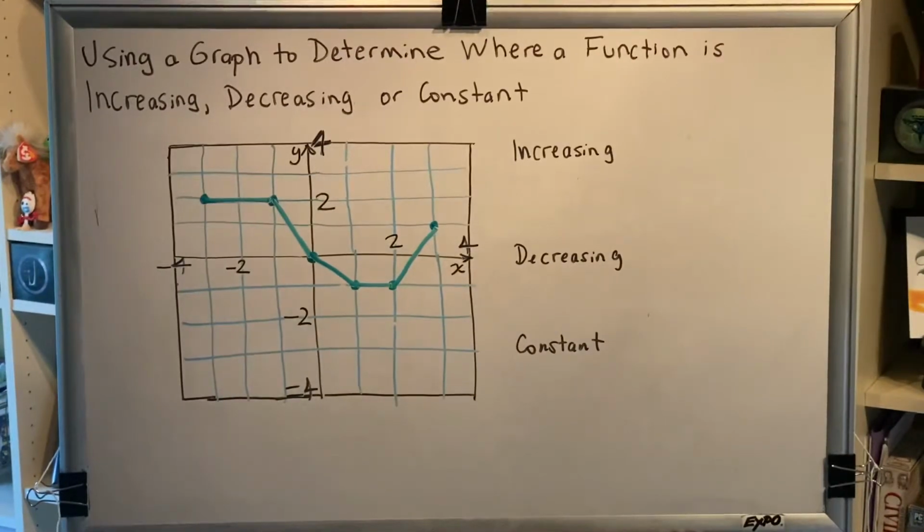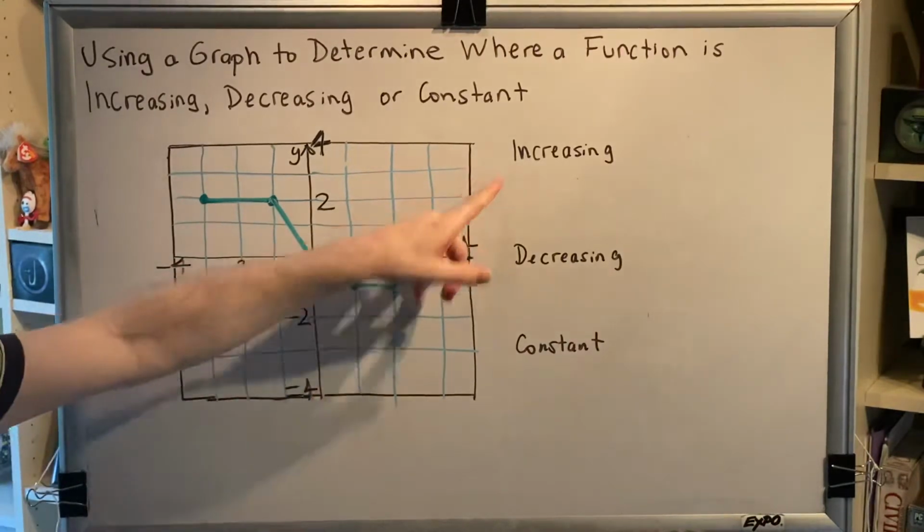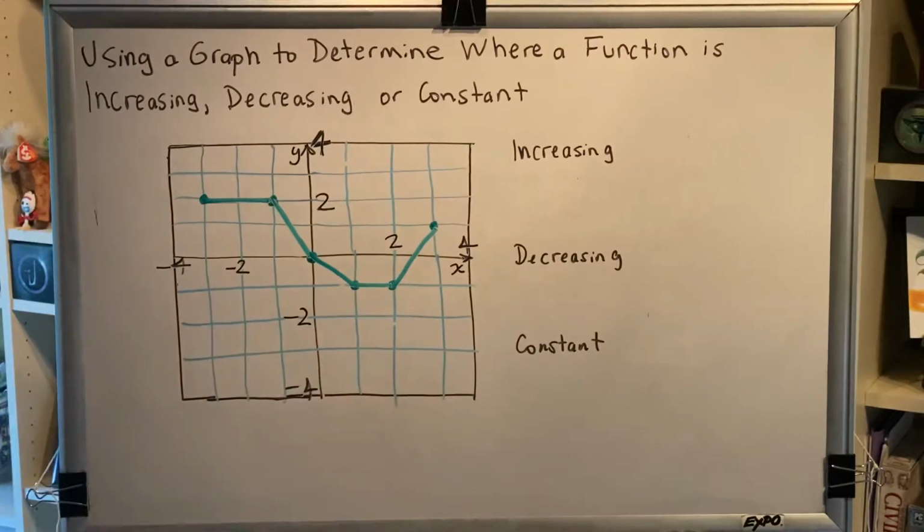The topic of this video is using a graph to determine where a function is increasing, decreasing, or constant. Okay, so we're going to journey from left to right across our function, keeping track of all of the areas where we're increasing, decreasing, or constant. And whenever we change categories, we're going to note the x-coordinate.